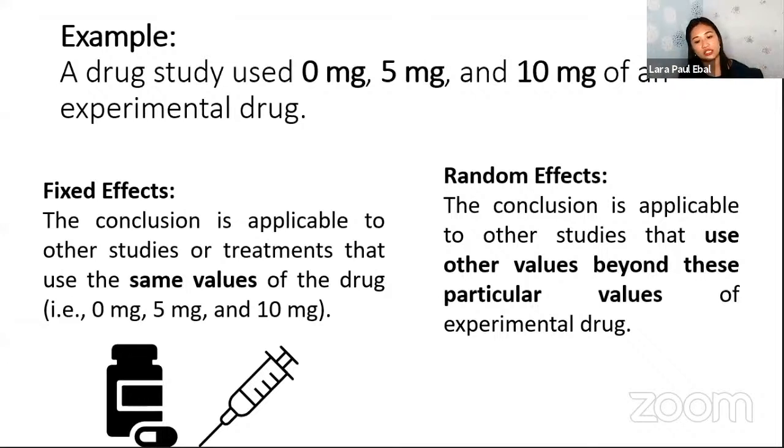Now, for random effects, the conclusion is applicable to other studies that use other values beyond these particular values. So these 0, 5, and 10 were just randomly selected. Whatever the conclusion from that study, it will also be applicable to other studies, even those which do not use 0, 5, and 10. That is possible because 0, 5, and 10 were also just randomly selected.